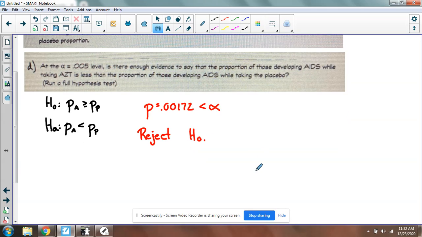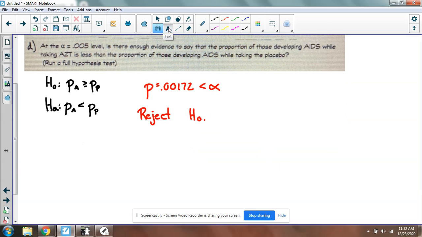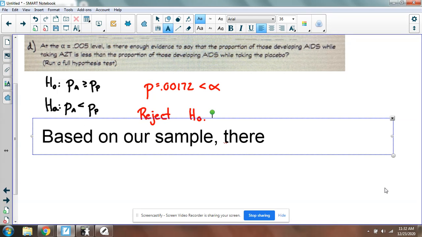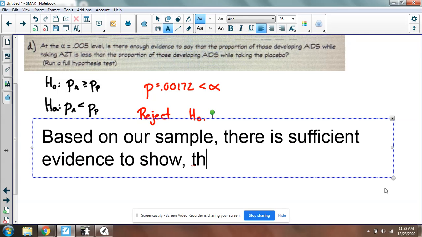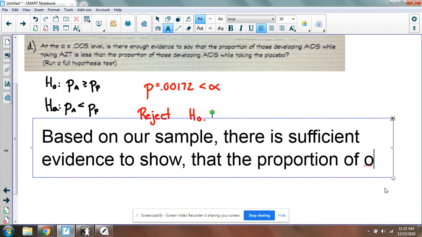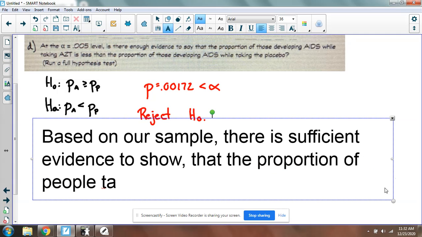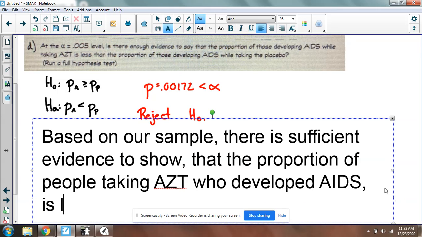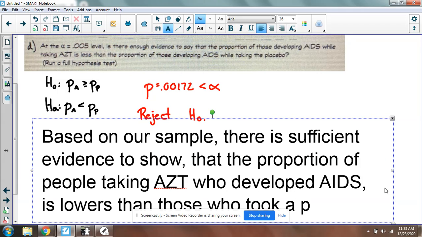So, based on our sample, it's sufficient evidence to show that the proportion of people taking AZT who developed AIDS is lower than those who took a placebo.